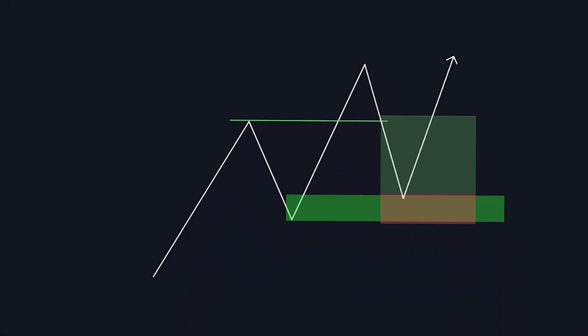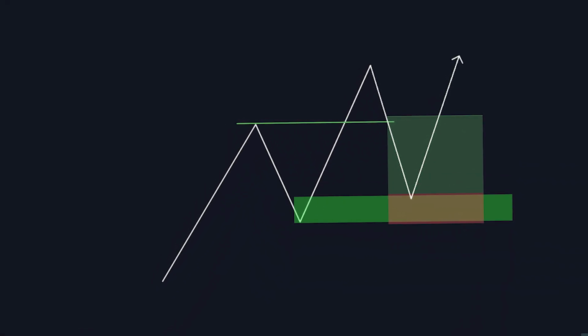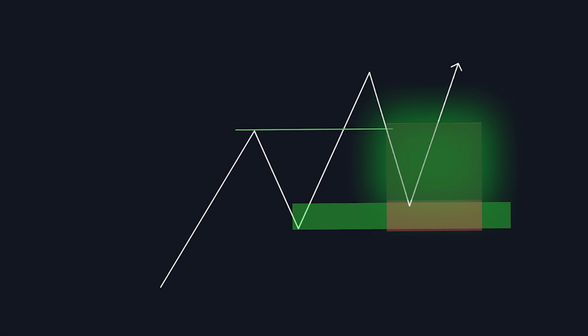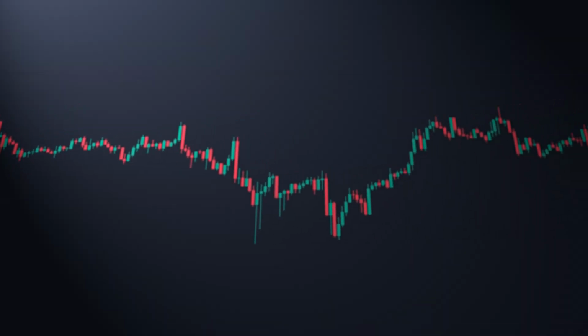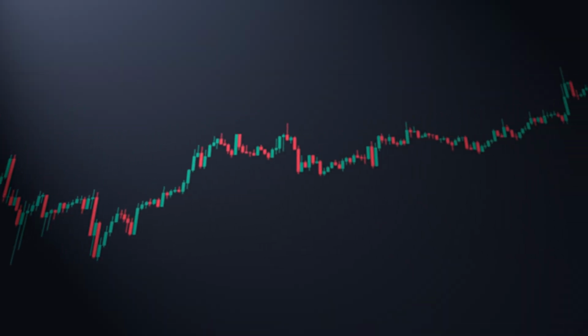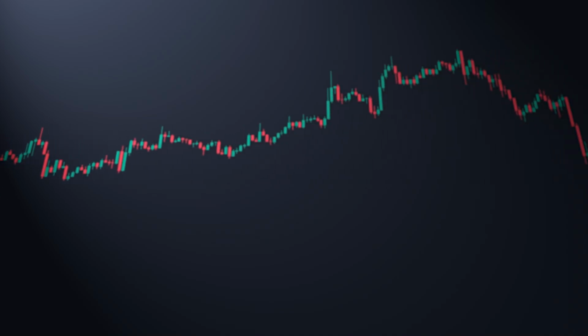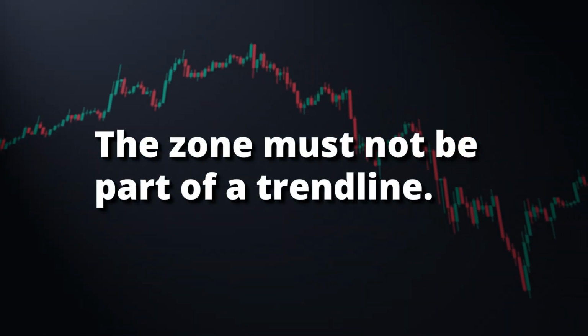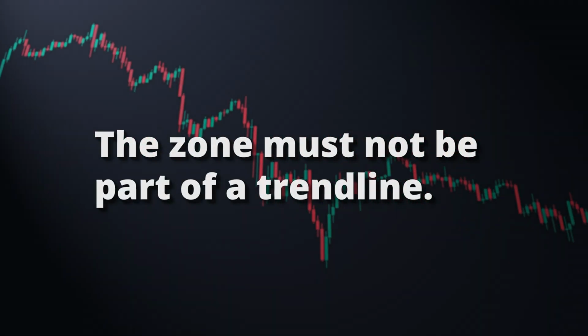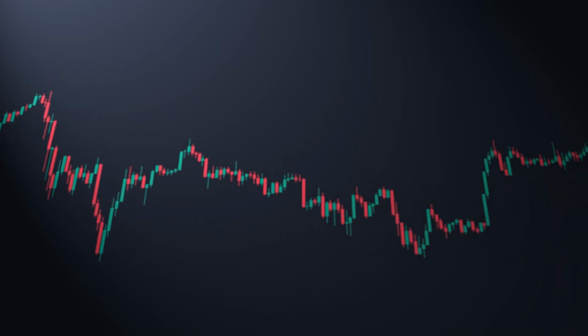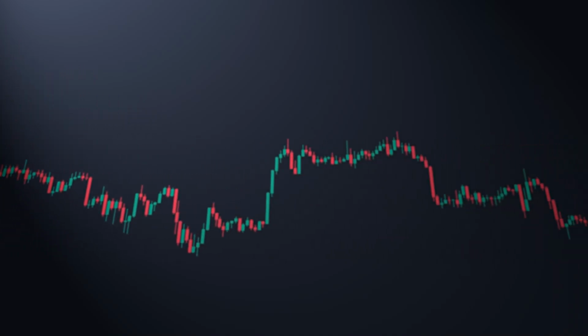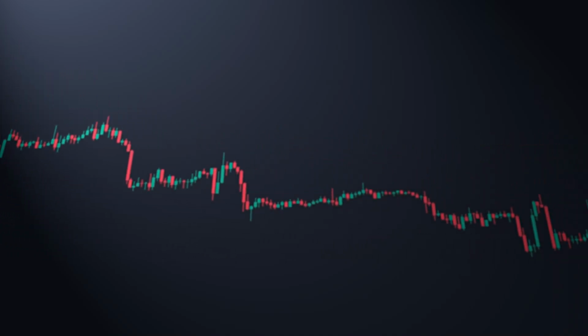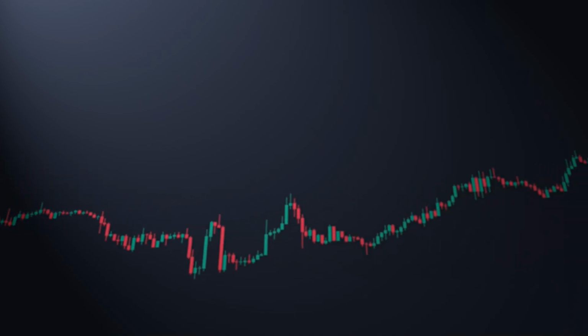So, when the price reaches the zone, it gets bought up to prevent a trend reversal, and we take our profit. But wait a minute, there's one very important rule. Without it, this trading system won't work. The zone must not be part of a trend line. As we know from classic technical analysis, when the price approaches a trend line and breaks through it, this can trigger a strong price movement in the direction of the breakout.